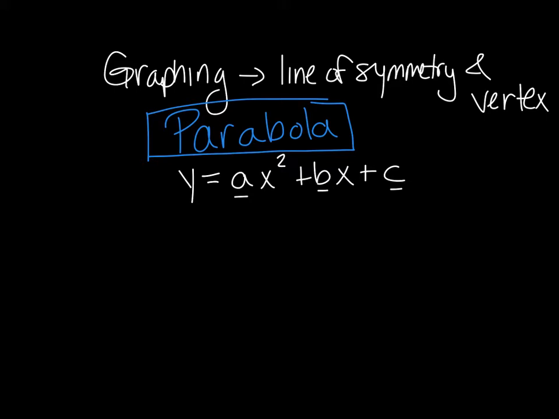And when you graph a parabola, we've already kind of talked about this also, there's two looks to it, and there's only going to be two looks. One, it could look like a U, and the other one, it could look like a rainbow.